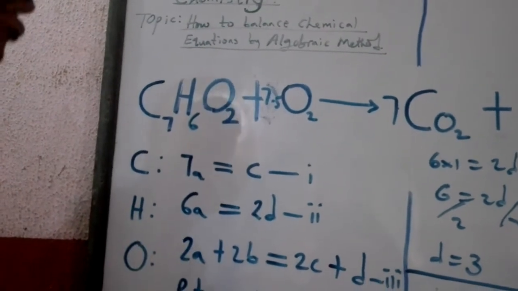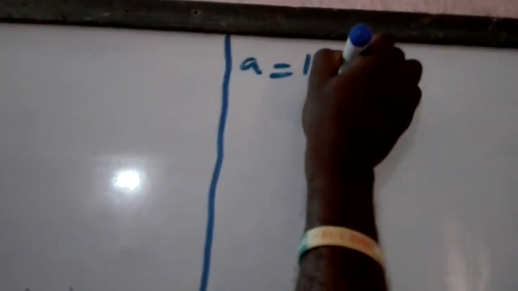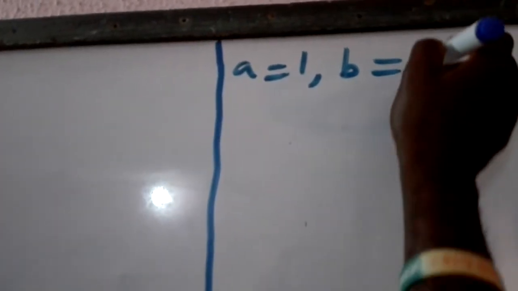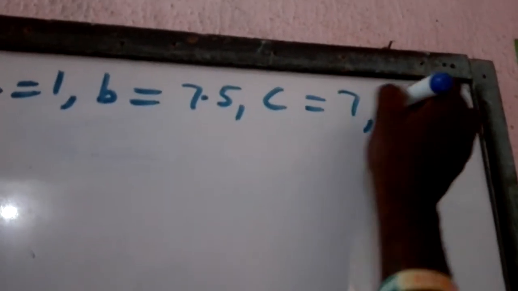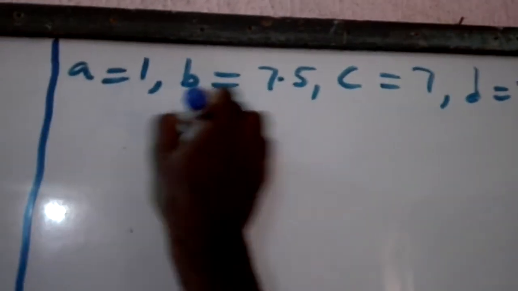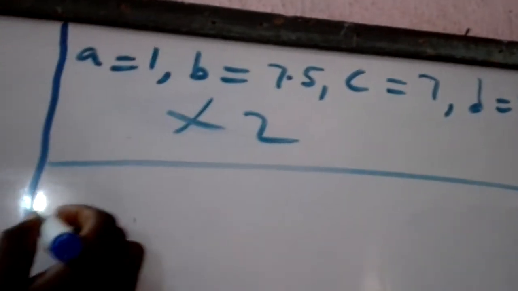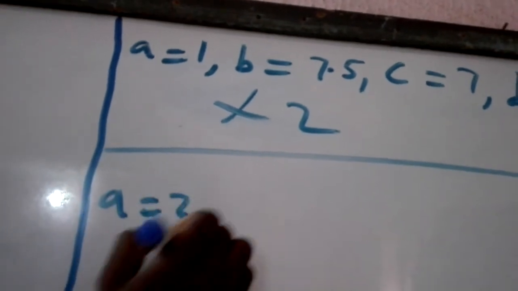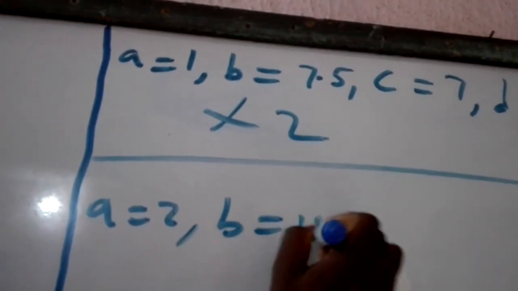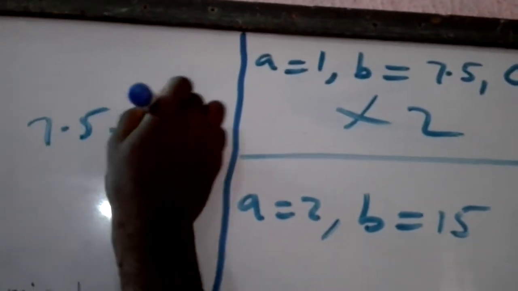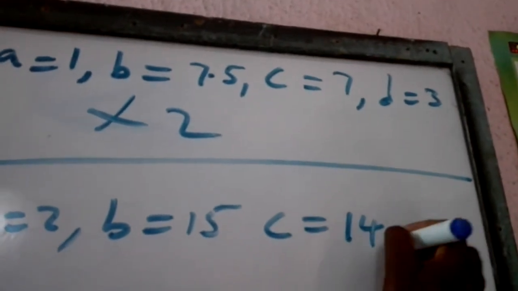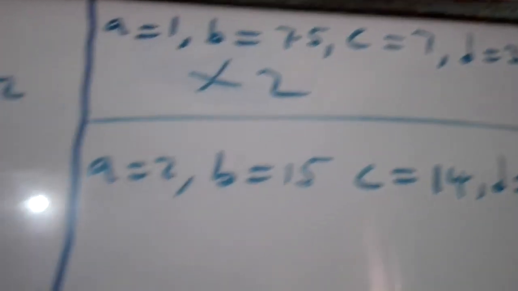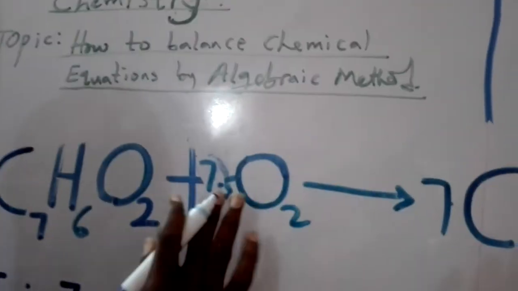So therefore, since we have A to be 1, B to be 7.5, C to be 7, and D to be 3, you multiply everything by 2. So you now have A is 2, B will be 15, meaning 7.5 times 2 will give you 15. Then C will be what? 7 times 2, 14. Then D will be what? 6. So at the end of the day, you might now clean these ones.